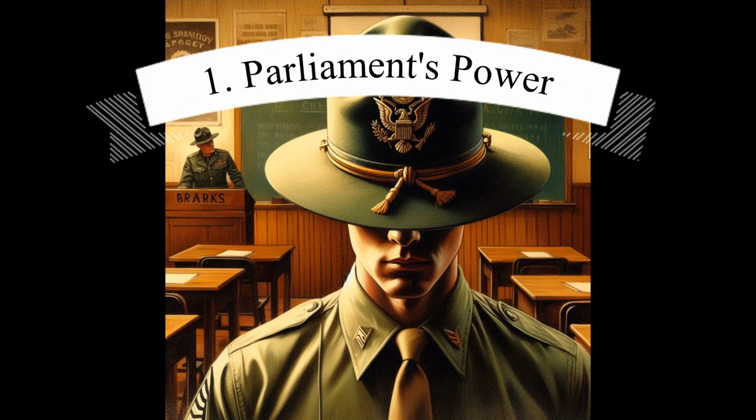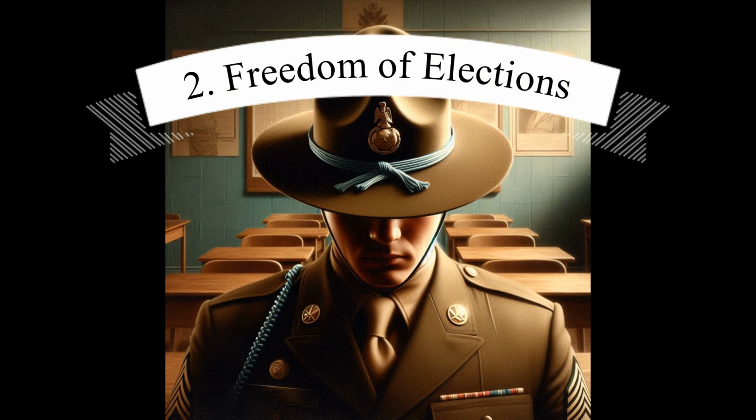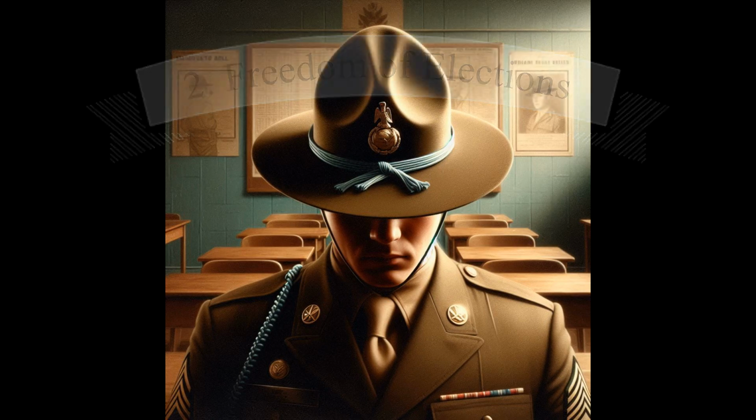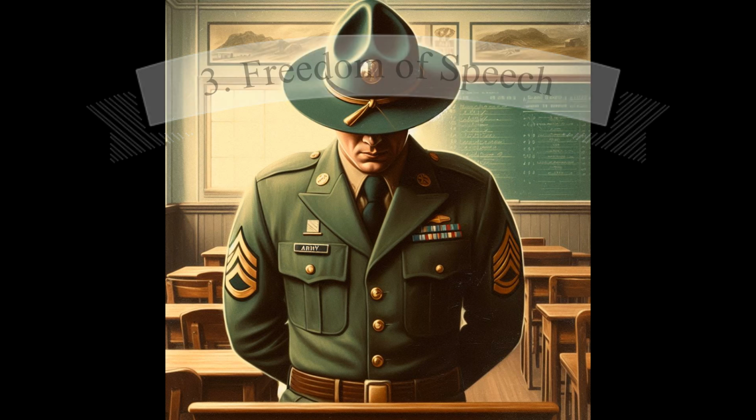1. Parliament's power. The monarchy could no longer suspend or change laws without Parliament's consent. 2. Freedom of elections. Elections for Parliament had to be free and fair. 3. Freedom of speech. Members of Parliament were granted the right to speak freely without interference or punishment.